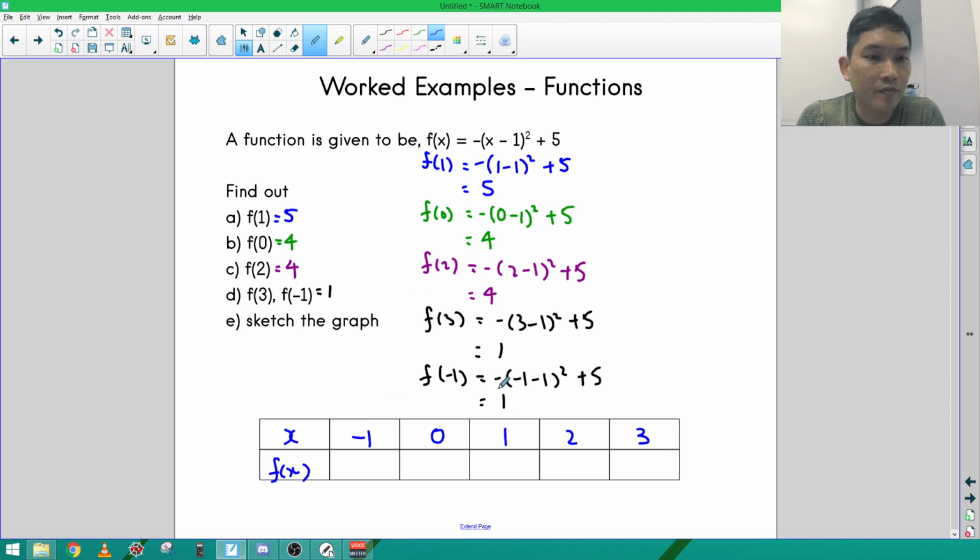F of -1 is over here, that is 1. F of 0 is over here, that is 4. F of 1 is going to be 5. F of 2 is going to be 4. F of 3 is going to be 1.